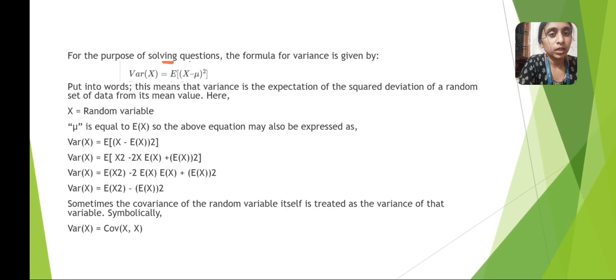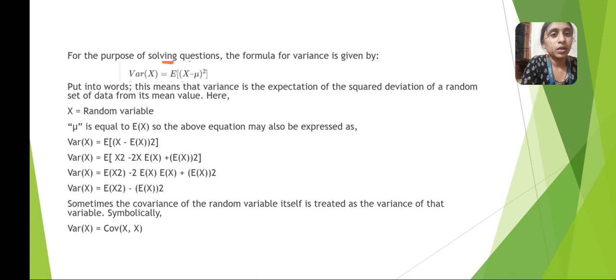Variance of X equals E of (X minus mu) whole square. The formula of the variance is Var(X) equals E of (X minus mu) whole square. E is the expectation value. Put into words, the variance is the expectation of the square of deviation of a random data set from its mean value.